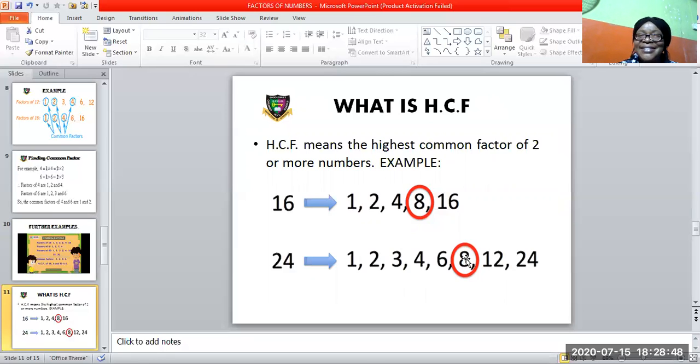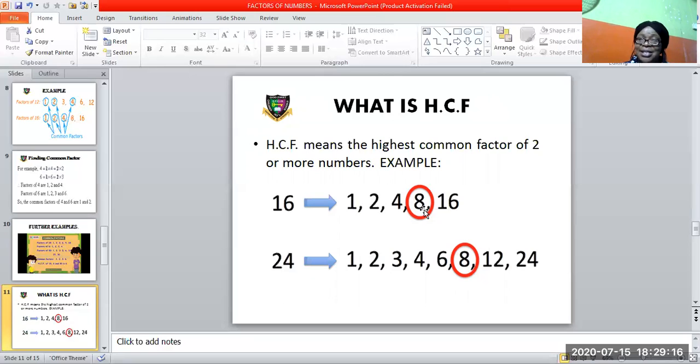But what is the highest common factor? Which one is the highest common factor? The highest common factor is that number that is the highest among the factors. And in this case, it is number 8. Why? Because number 8 is the eldest brother.